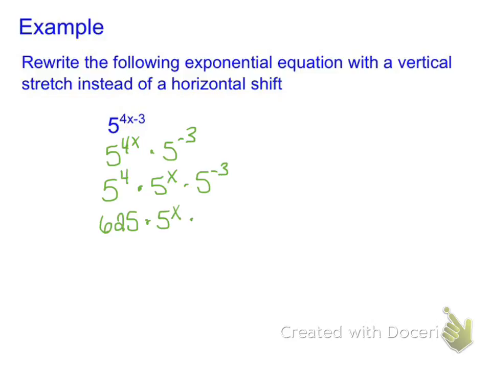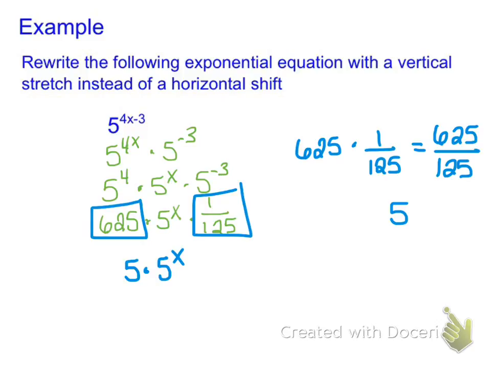So 5 to the 3rd is 125, but because of that negative, that makes it into a fraction, and it can be written as such. So the next thing that we're going to do is combine these two values together to simplify our expression even further.